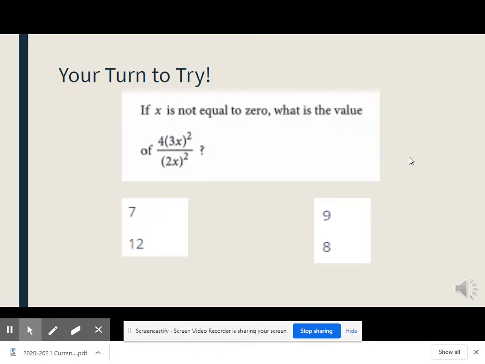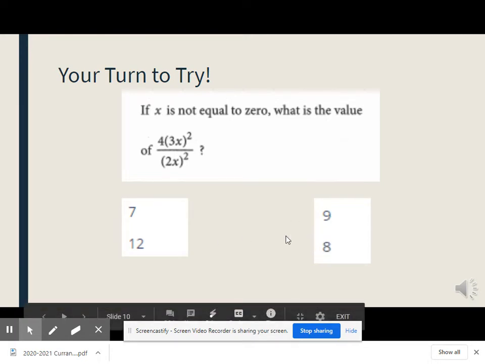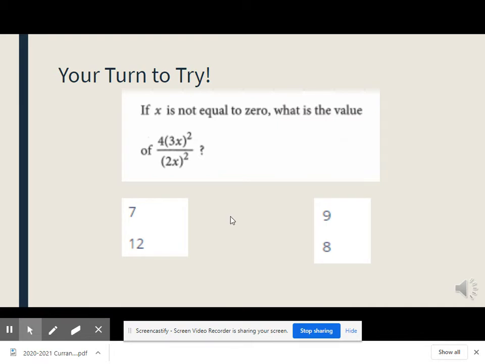All right, let's take a look at this one. If x is not equal to 0, what is the value of 4 times (3x) raised to the power of 2, divided by (2x) raised to the power of 2? Look at your 4 answer choices and take one at a time, subbing each one in for x. You should have found the answer to be 9.